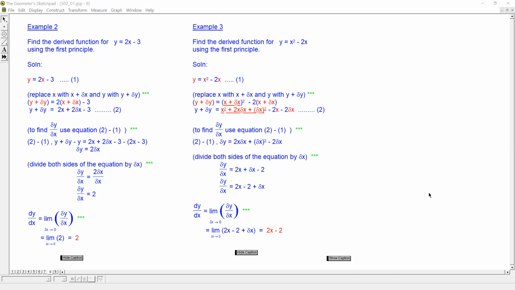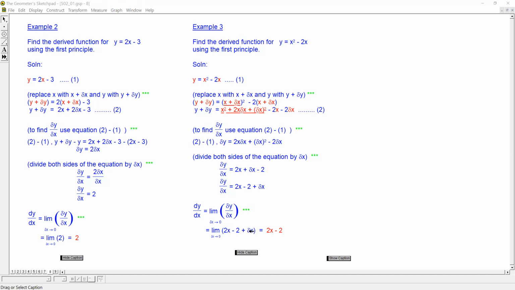Find the limit. Now this time when you want to find the limit, the delta y or delta x is this whole thing. So this whole thing you put inside here. So it will be limit 2x minus 2 plus delta x. So you want to find the limit of this thing. So the limit of this thing, they say delta x approaches 0. So this one will be 0.